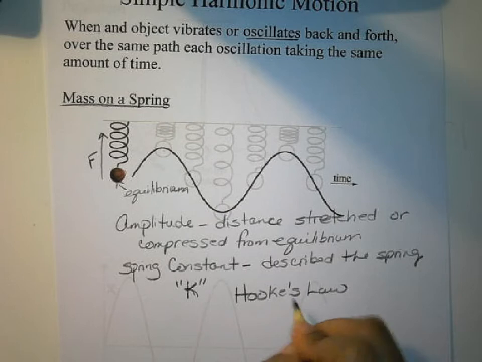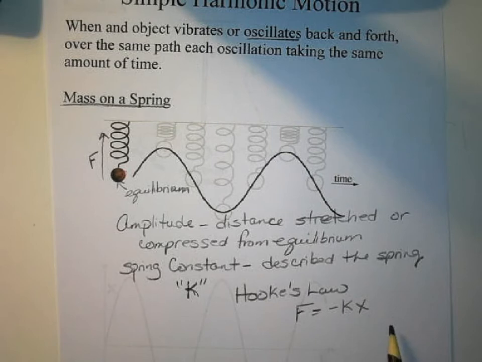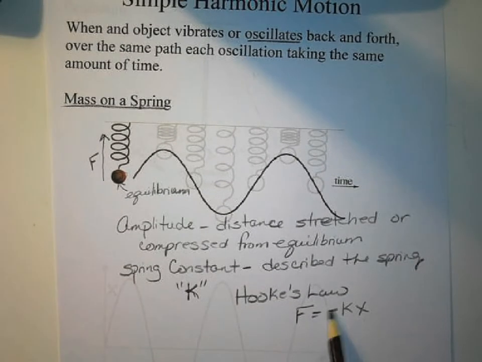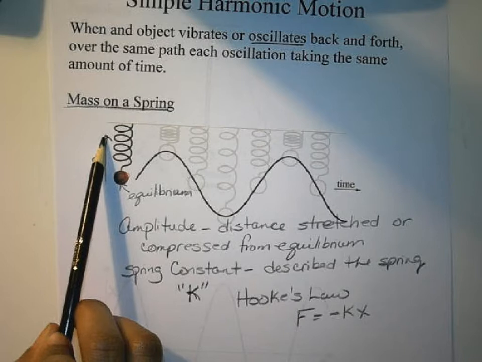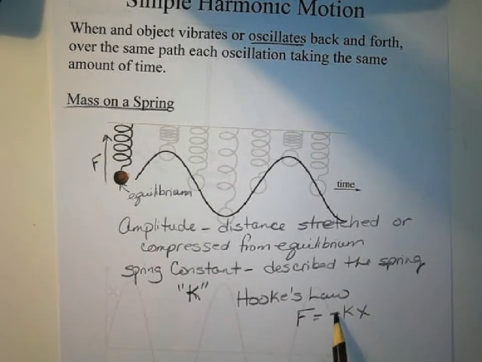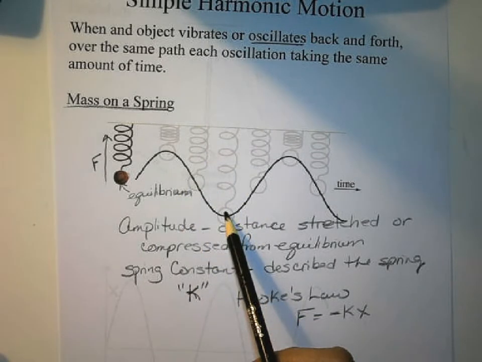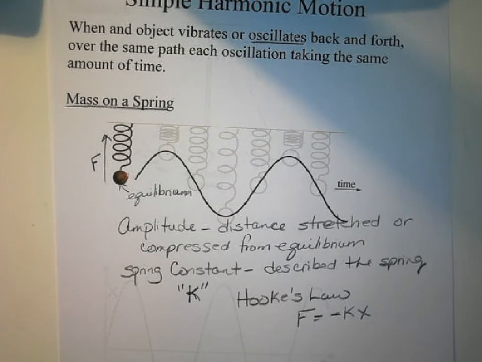Hooke's law. And it says F is equal to negative Kx. K being the spring constant, and X being the amplitude. That is the distance stretched or compressed from equilibrium. And this negative sign is a direction. What it's saying is that if I force my spring up and let it go, the displacement will be down. So that's where that negative sign is. If I pull my spring down and let it go, then the displacement will be up. So that's really all that negative sign is there for, is to designate the direction that the spring is going to move.